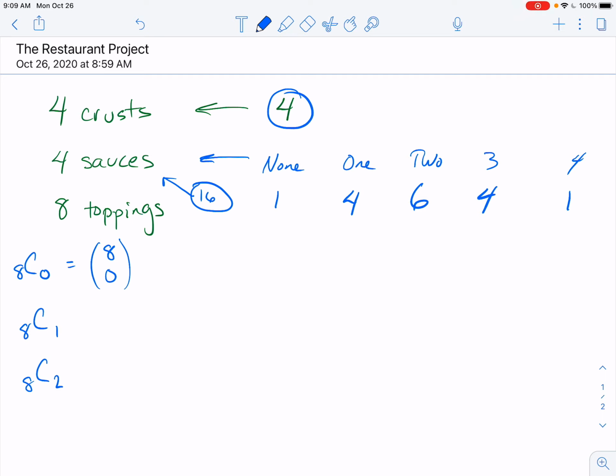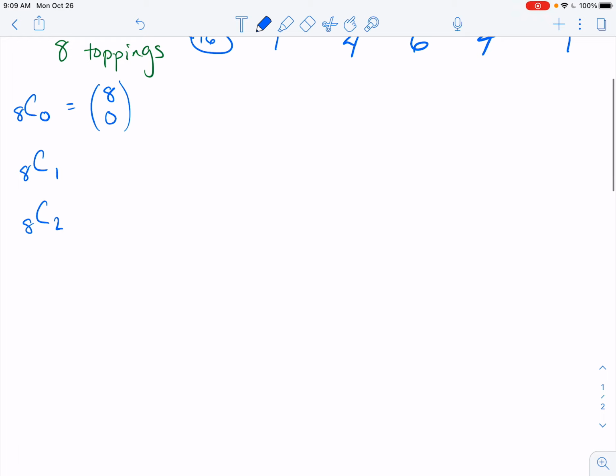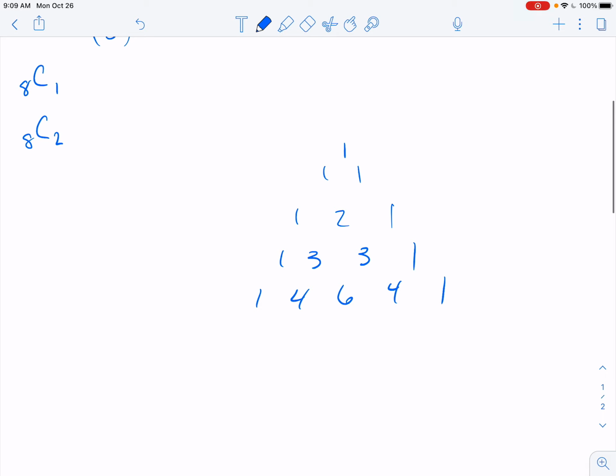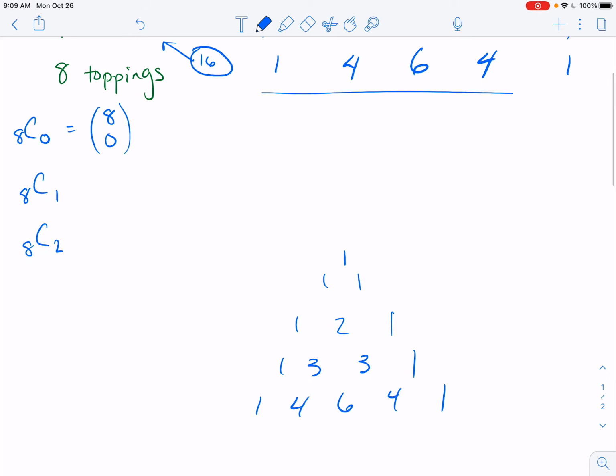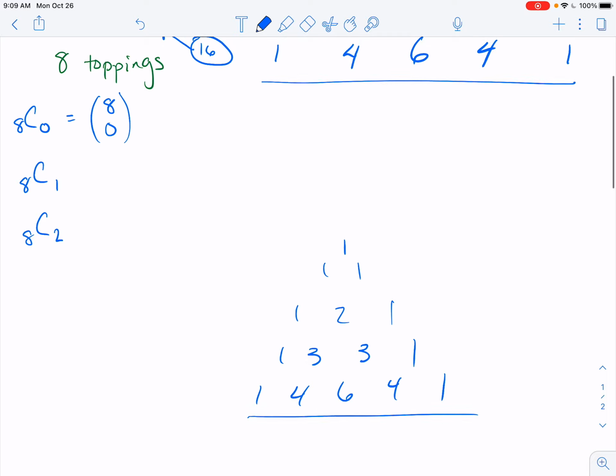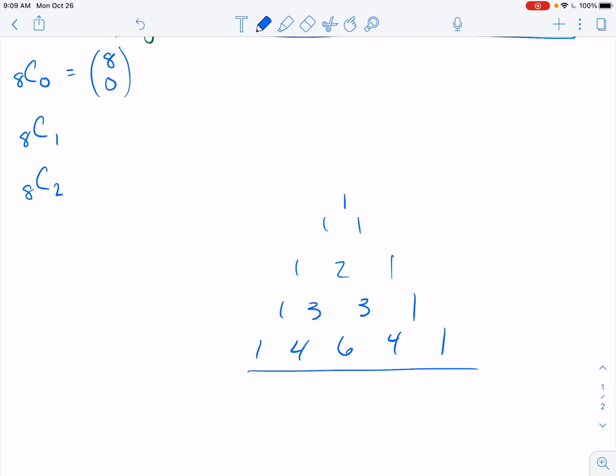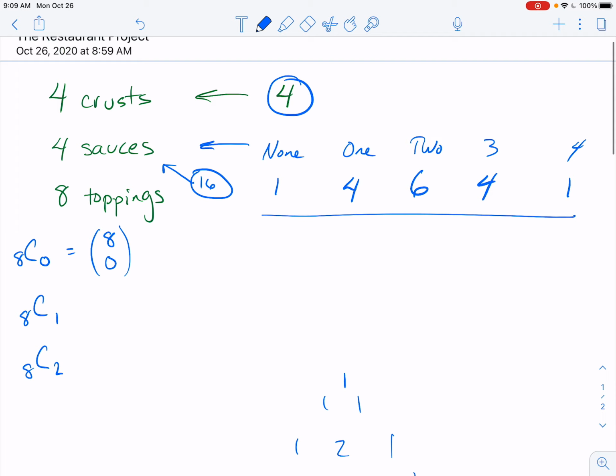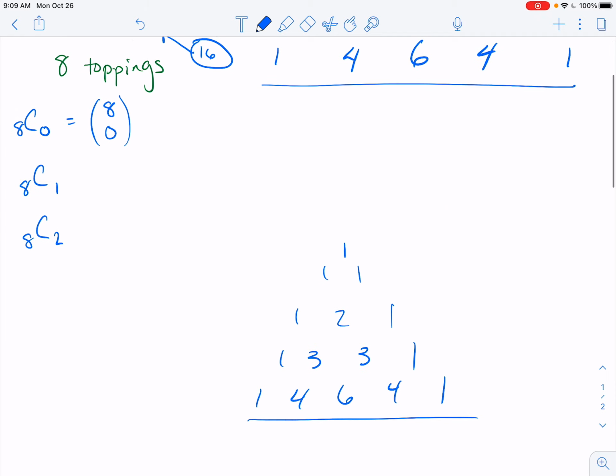But notice, if I have 4 sauces, my answer became 16. Well, let me show you this. If I have 1, 1, 1, 2, 1, 1, 3, 3, 1, 1, 4, 6, 4, 1. We're going to talk about Pascal's triangle as we keep going, but notice this row here, 1, 4, 6, 4, 1, and those are exactly the same. And so this row of Pascal's triangle can be listed out as combinations.